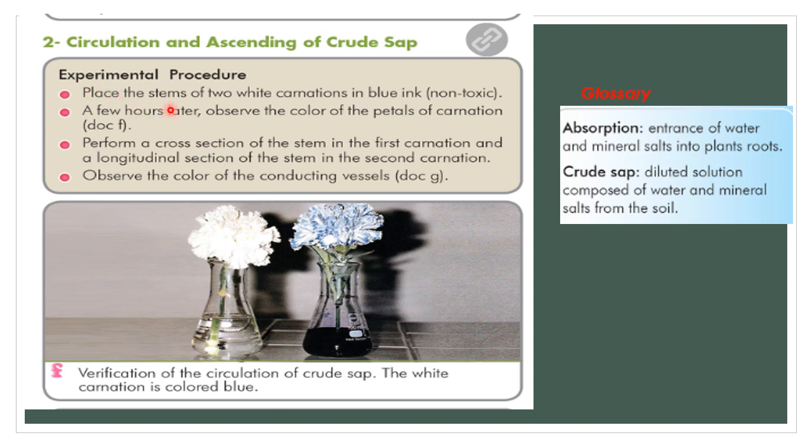Place the stems of 2 white carnations in blue ink. This ink is non-toxic. A few hours later, observe the color of the petals of carnation, document F. Perform a cross-section of the stem in the first carnation and a longitudinal section of the stem in the second carnation. Observe the color of the conducting vessel, document G.